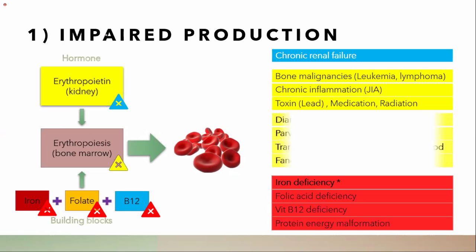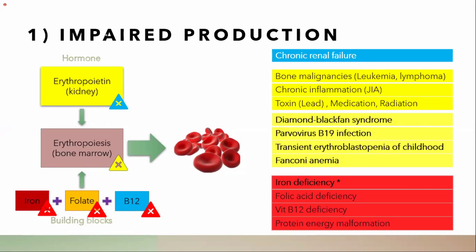Okay, next is bone marrow failure, and this is commonly found in early onset of anemia, such as in Diamond-Blackfan syndrome, parvovirus B19 infection, transient erythroblastopenia of childhood, and Fanconi anemia, which can all cause red cell aplasia. Diamond-Blackfan syndrome is a congenital bone marrow failure syndrome in childhood, and commonly it presents with syndromic features.